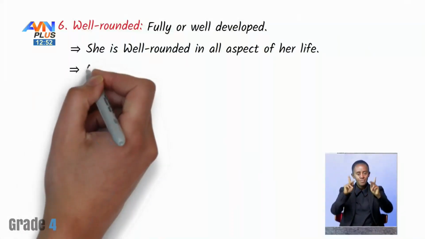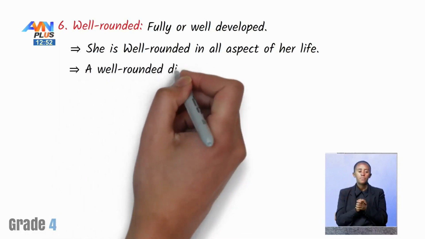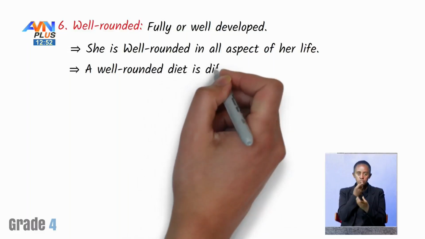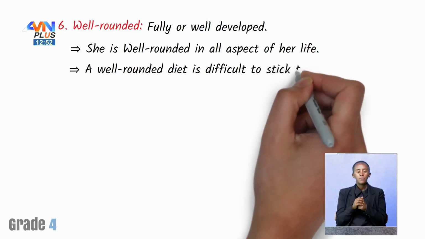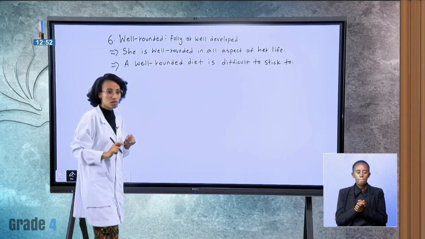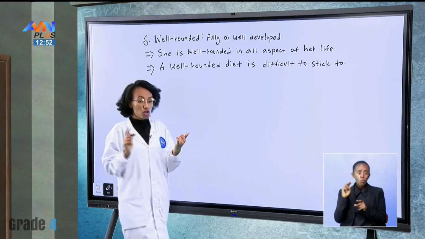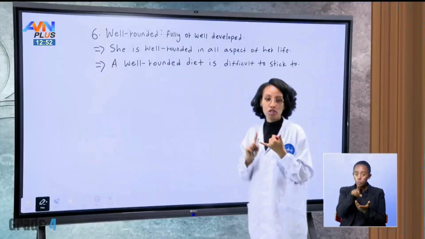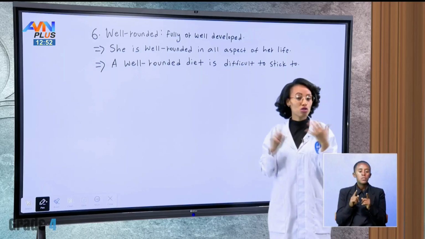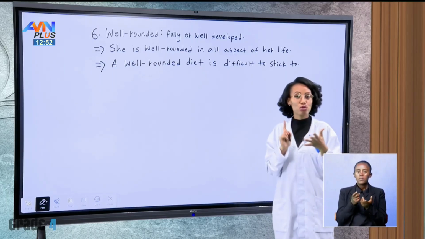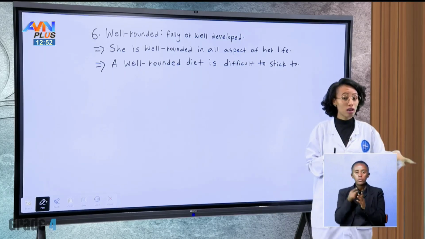Okay, another example. A well-rounded diet is difficult to stick to. It is correct. When we say well-rounded diet, we mean you should take in what? Vegetables, you should take in different kinds of juices, you have to take in calories, nutrition. So all of that is what? Well-rounded. And you should have it, for example, in a day.